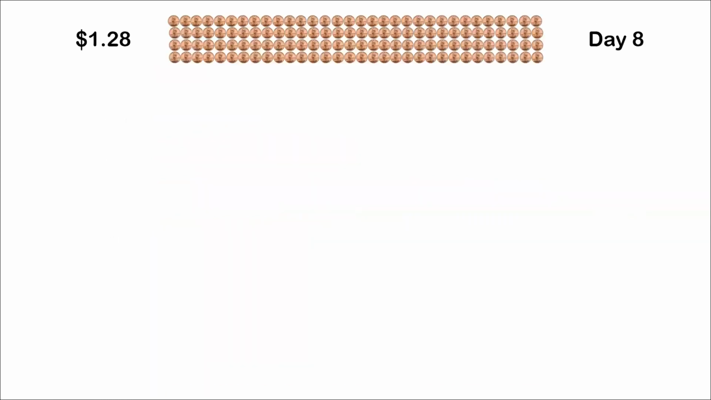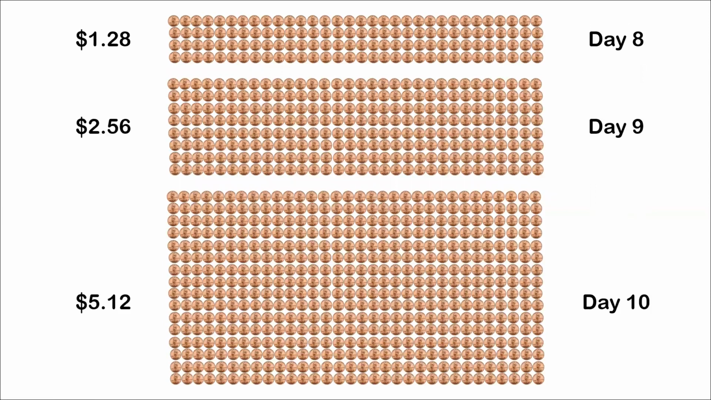But if I keep going, about a third of the way through the month, I've got $5.12, still questioning if I made the right decision. But then if I keep going, 2 weeks into the month, I've got a whopping $82. Again, I've put in all this effort to learn this strategy, how to double my money every day, and I've only got $81.92.